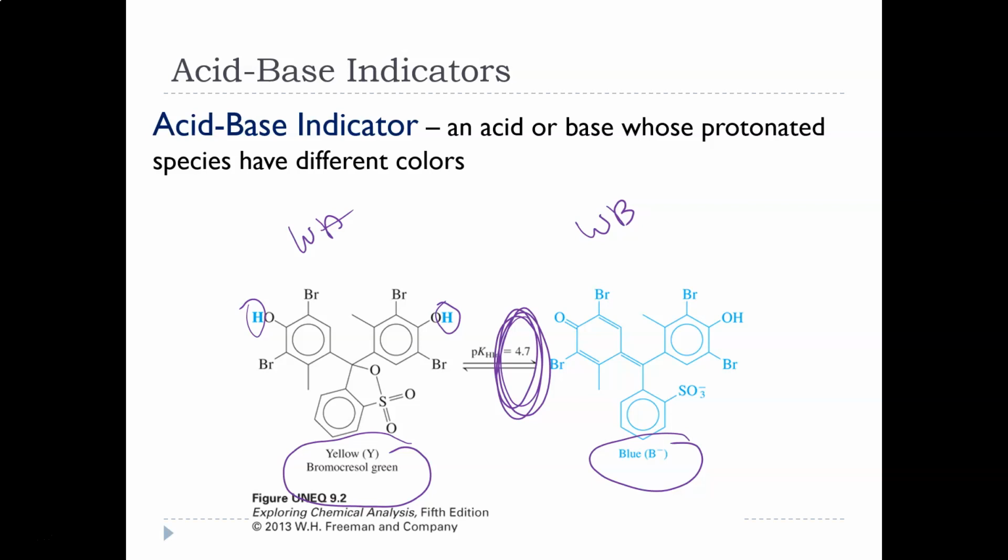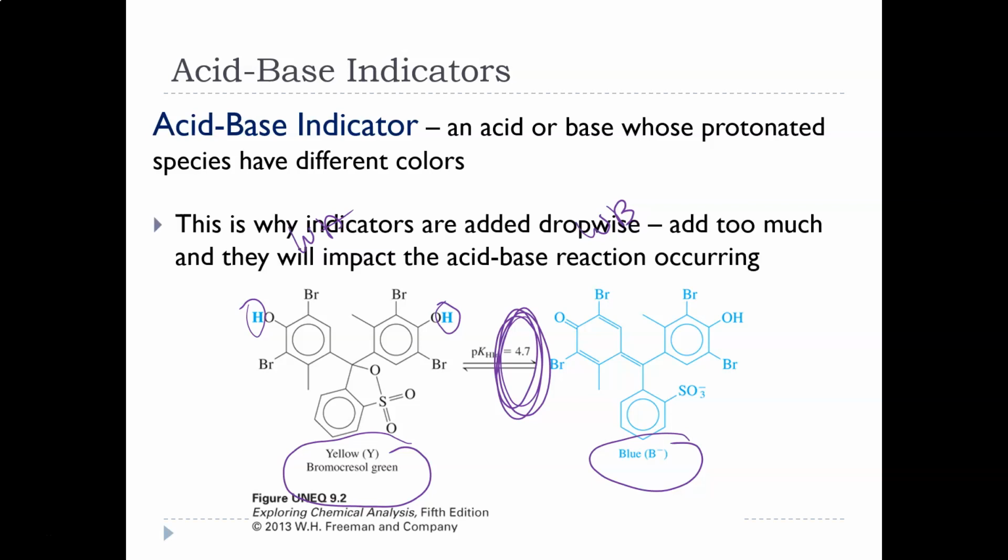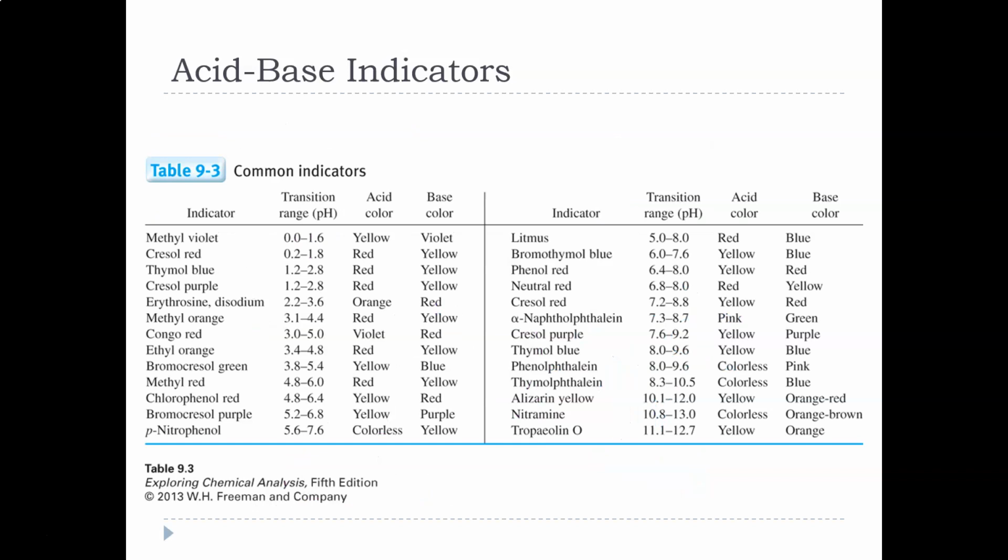So acid-base indicators are just themselves an acid or base who has a different colored form when it's an acid than when it's a base. Okay. It's also why we only add a drop or two, because since they are acids and bases, they can interfere with the actual chemical reaction that we're trying to do.